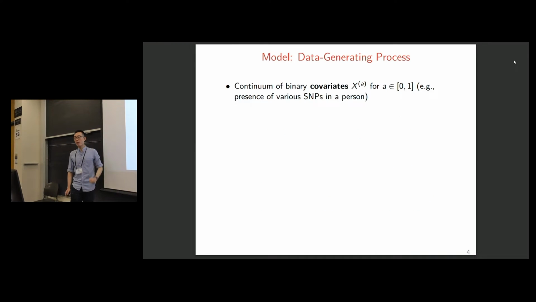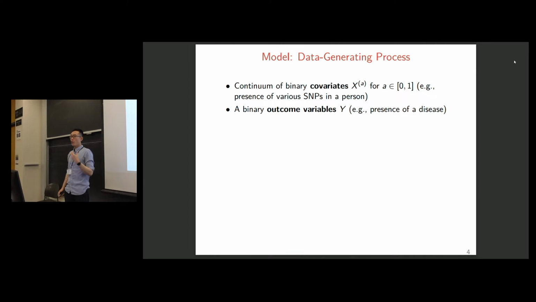Let me jump right into the model. Imagine for each observation, we have a continuum of binary covariates, X_a, indexed by a in the interval [0, 1]. For example, we might think of each different a as representing the presence of various SNPs in a person. There are many, many such SNPs, but let me imagine there's a continuum of such SNPs. For each observation, we also record a binary outcome variable Y. Think of this as the presence or the absence of a disease, if you like.